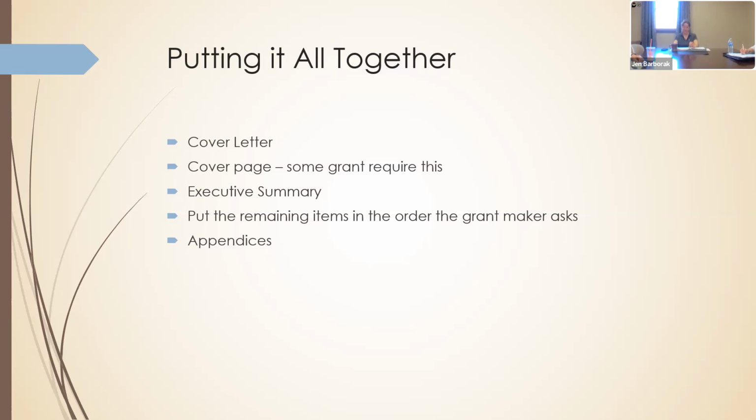Almost all funders are going to ask for at least a few attachments, usually the 501c3 letter, most often a list of board members and affiliations, the overall budget for the organization, and the latest annual report. Those are mostly the things that are asked for. Make sure that you put those in order in your appendices.